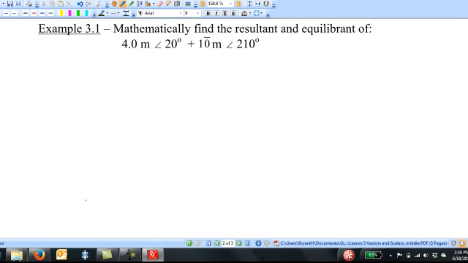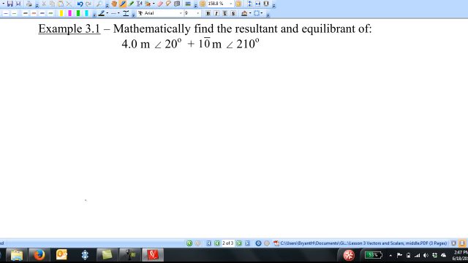The first example is 3.1. Mathematically, find the resultant and the equilibrant of these two vectors, 4 meters at an angle of 20 degrees and 10 meters at an angle of 210 degrees. We begin by sketching a graphical construction of this.